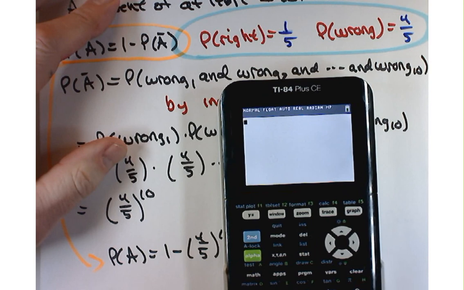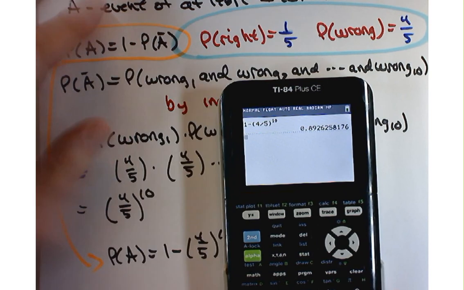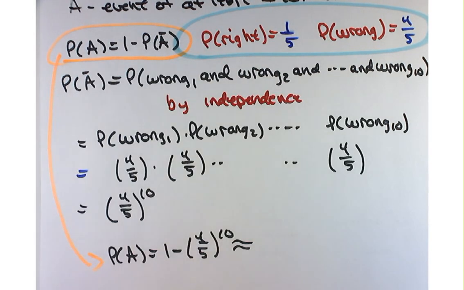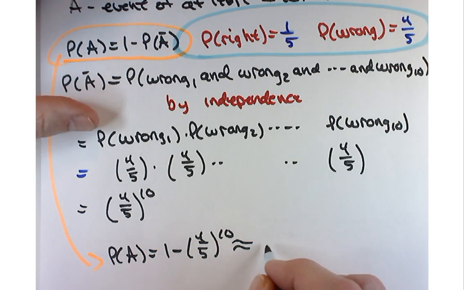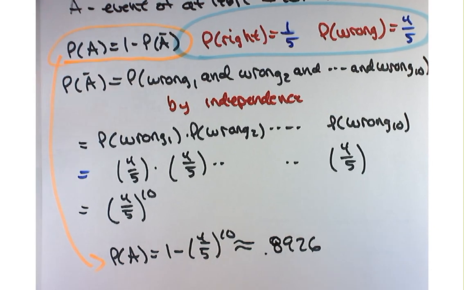So let's see, 1 minus 4 divided by 5 raised to the 10th power, 89.26. 0.8926. Nice. But could we leave it as 1/5 to the 10th? 1/5 to the 10th would be something different. That wouldn't be the same thing as this. 1/5 to the 10th would be really, really, really small.